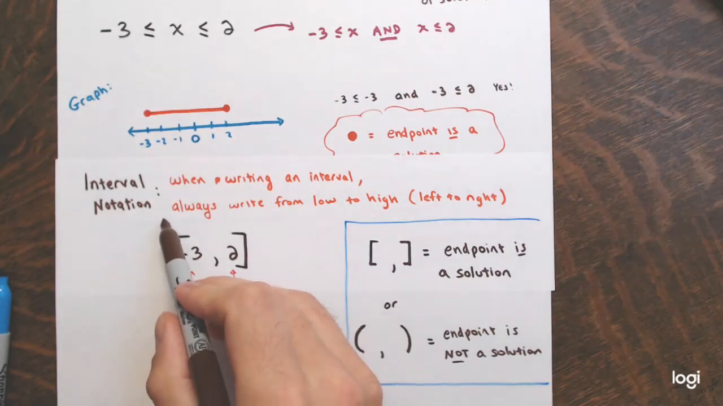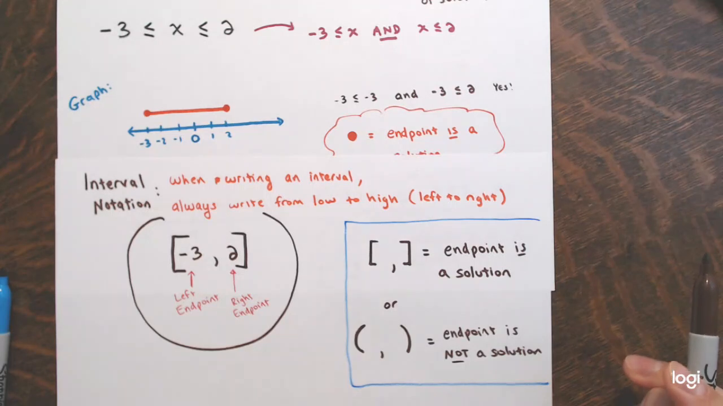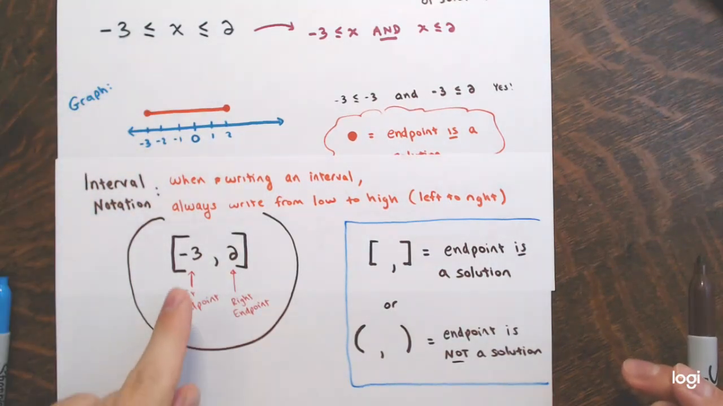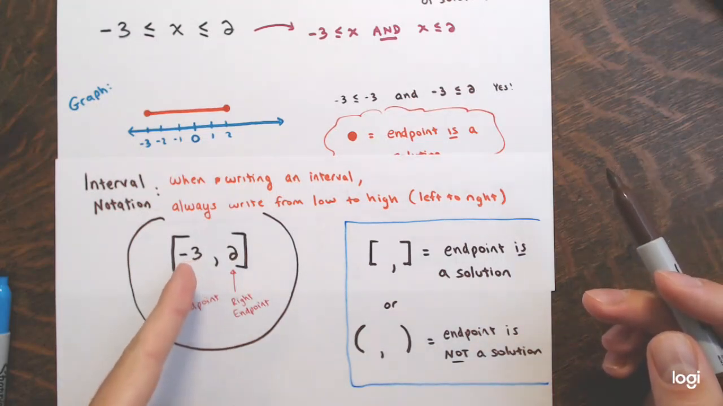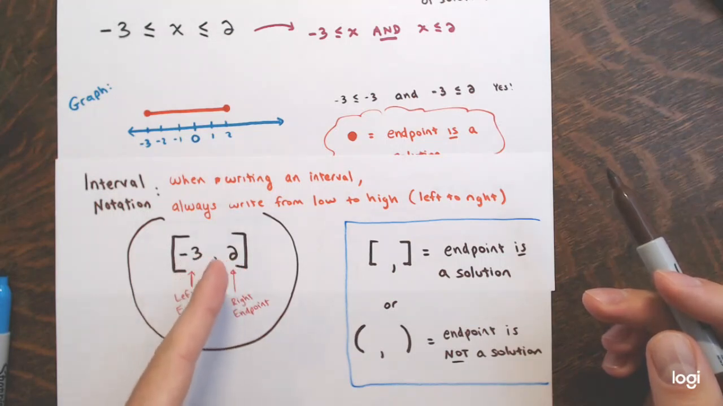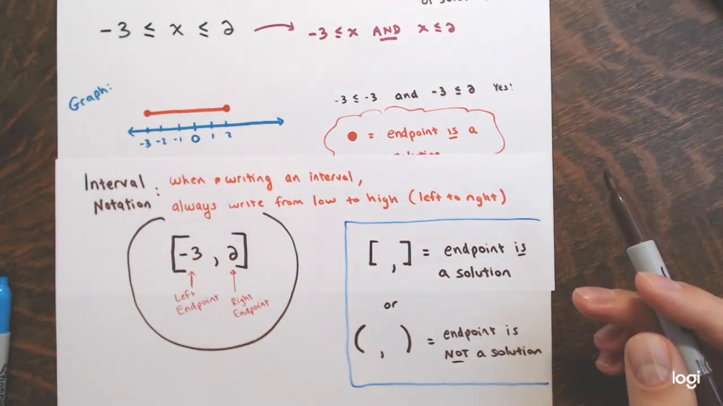And then right here is our interval, what they call the interval notation for this inequality. It's a way to indicate what numbers are solutions. This represents that -3 is a solution, 2 is a solution, and it implies that every number in between, the interval of numbers in between these two, are also solutions.